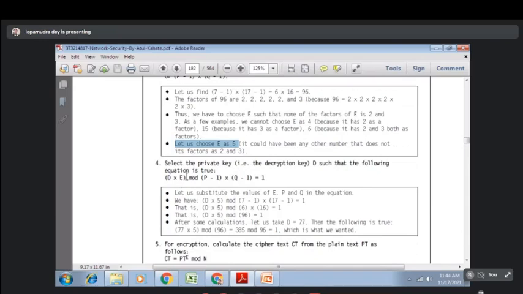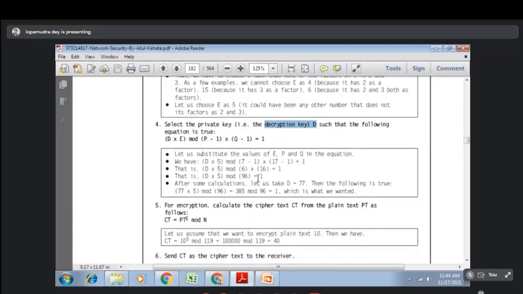Now next you have to choose the private key. So how can you choose the private key? You have to choose the private key D such that D into E mod P minus 1 into Q minus 1 equal to 1. So this is the formula. So D into 5 mod of this equal to 1.